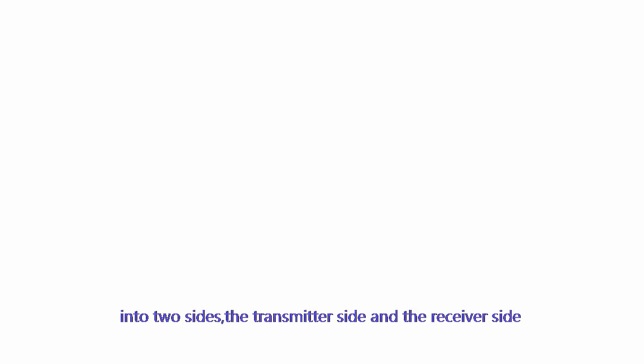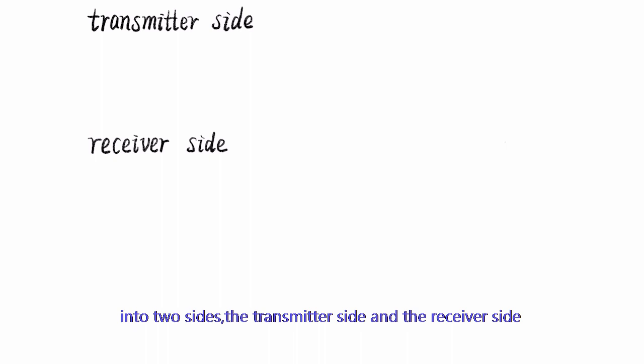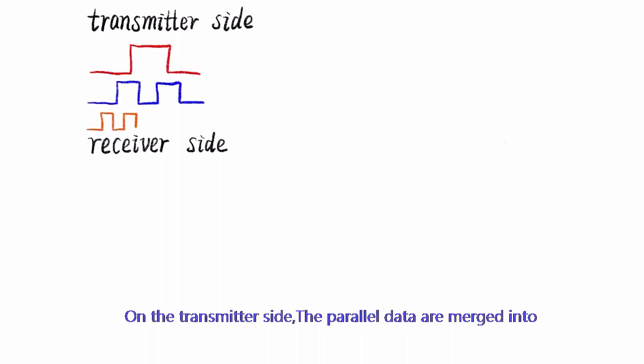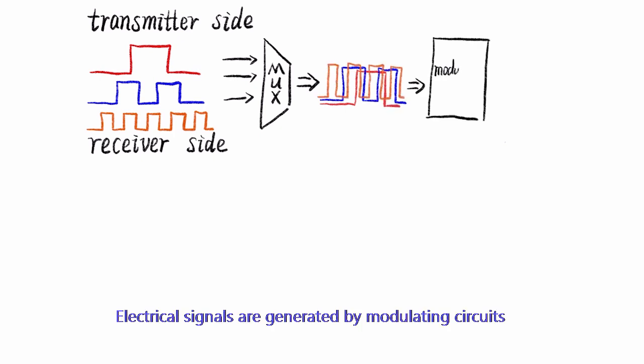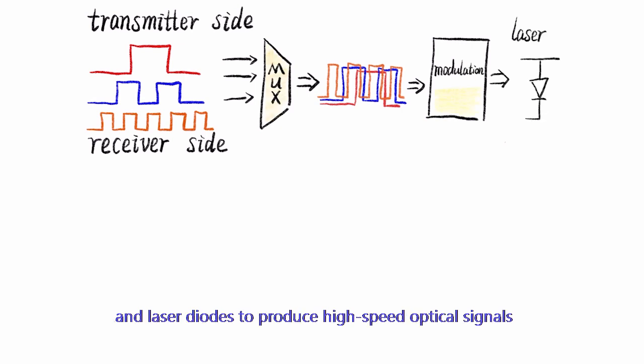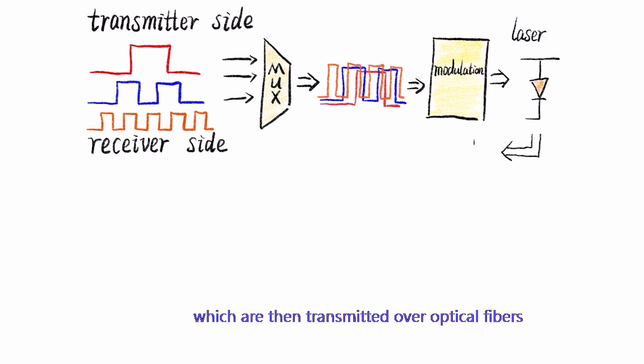To make it clear, we can divide the whole optical communication system into two sides, the transmitter side and the receiver side. On the transmitter side, the parallel data are merged into a single high-speed data stream using a multiplexer. Electrical signals are generated by modulating circuits and laser diodes to produce high-speed optical signals, which are then transmitted over optical fibers.